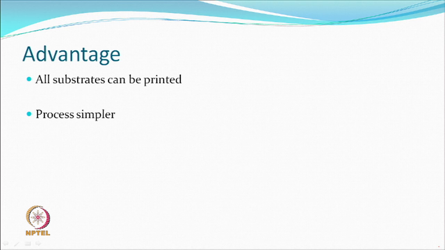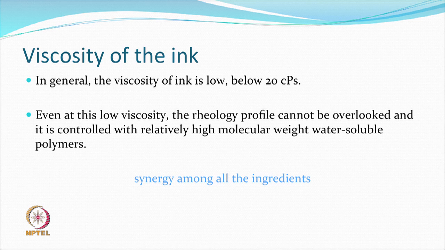So we start with an advantage and not look at the disadvantage first. So all substrates and simpler process, piece goods, garments, everything can be printed through a pigment ink. So this ink also, and all other inks, will be working at low viscosities. So that is one part. So whether you make a suspension out of it, it will still have to be low viscosity.